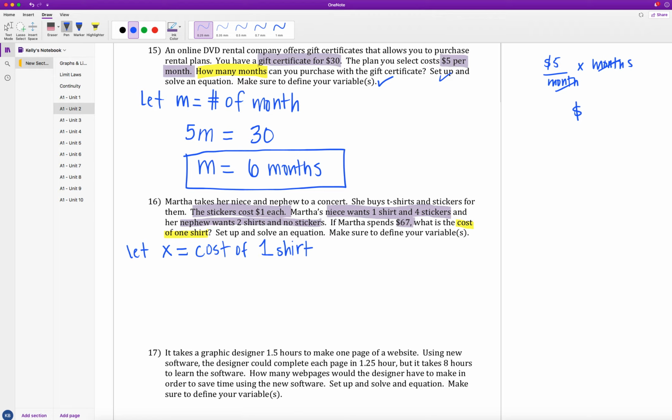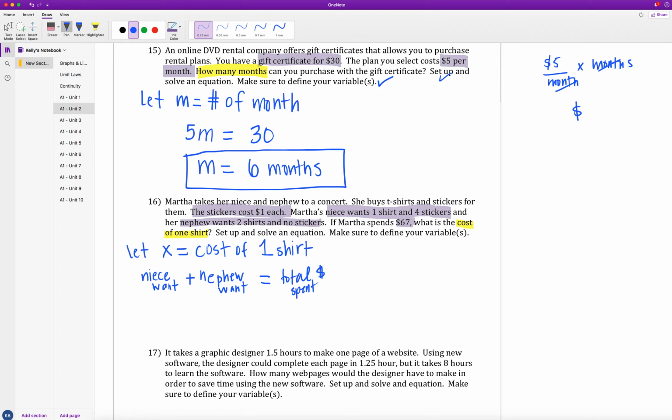The other cost that we have involved here is the cost of a sticker, but that cost was given to us. So when we think about this equation that we're going to have to set up, there's two things going on. There's what does Martha's niece want, plus what does her nephew want, would equal the total amount of money that she spends. So I'm going to write that out more in a word format, and then we can figure out how my variables and other pieces fit into this. So what her niece wants plus what her nephew wants, if I add those totals together, that should give me the total amount of money spent.